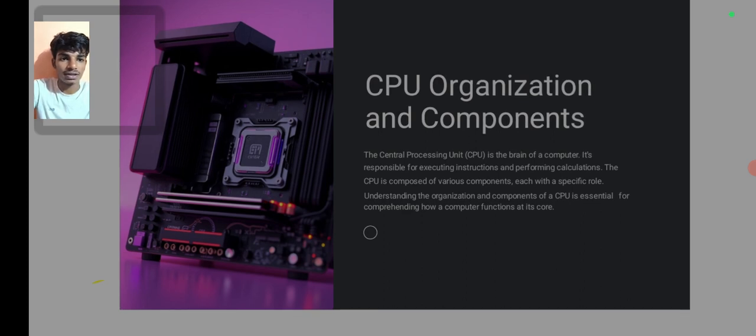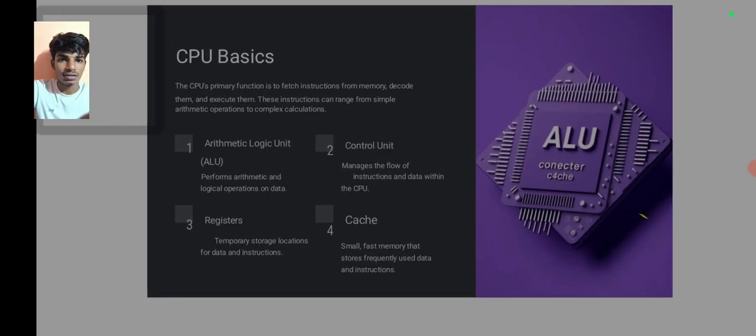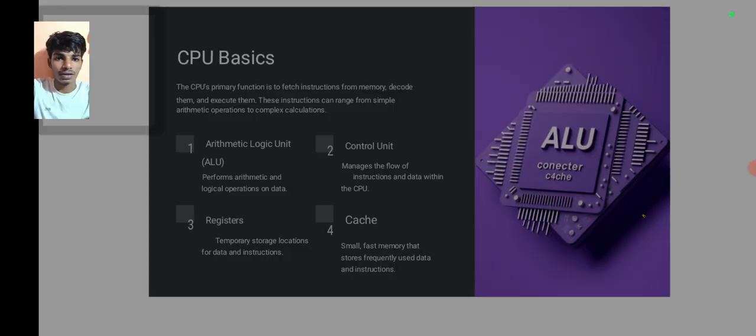Understanding the organization and components of a CPU is essential for comprehending how a computer functions at its core. What are the CPU basics in these slides? The CPU's primary function is to fetch instructions from memory, decode them and execute them. These instructions can range from simple arithmetic operations to complex calculations. In that we have four parts, that is the ALU, meaning arithmetic logic unit, and a control unit. The third is registers and the fourth is cache.